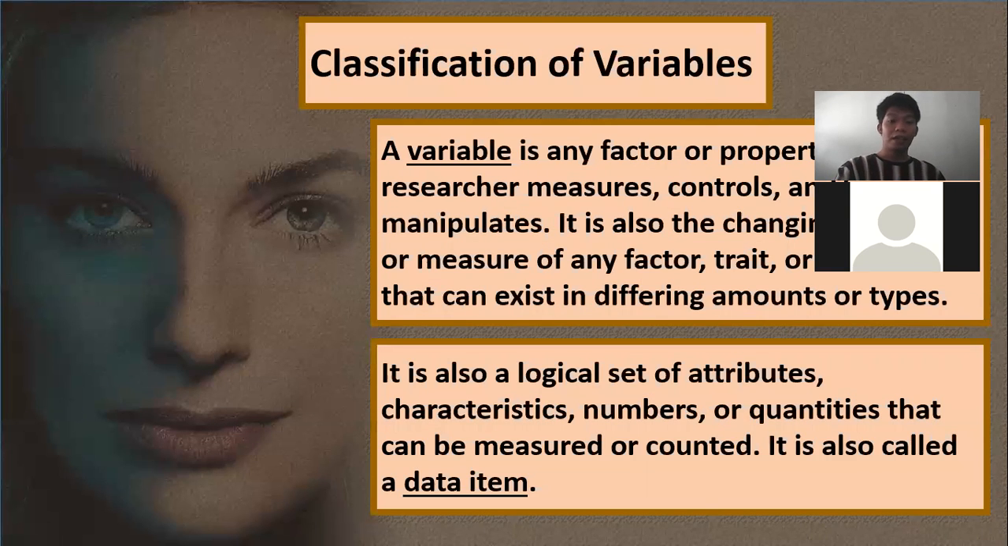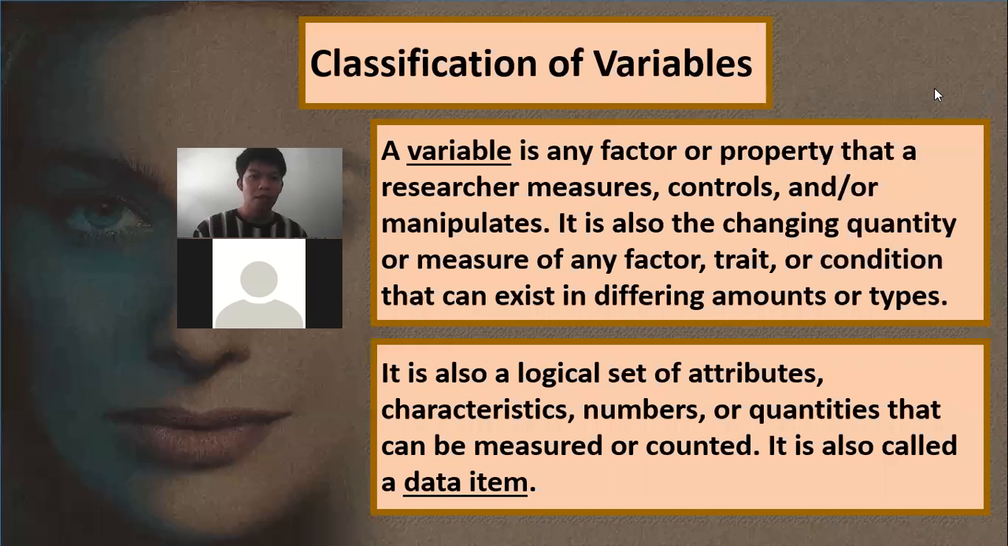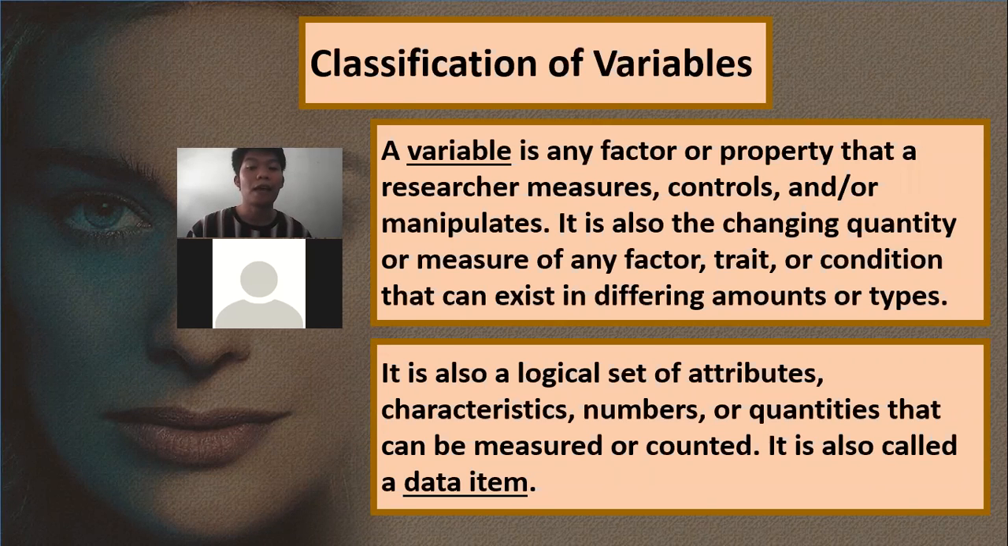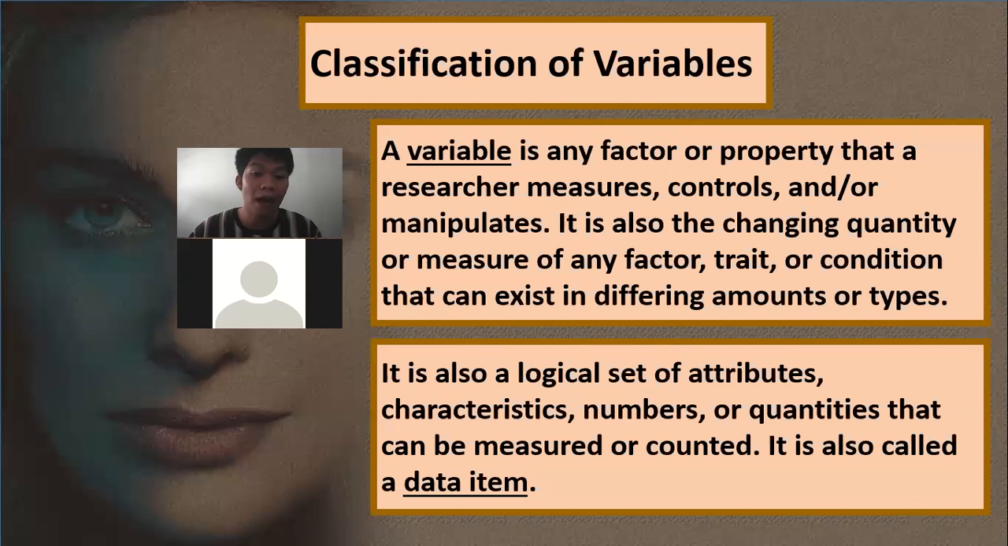Right, first, classification of variables. A variable is any factor or property that a researcher measures, controls, and or manipulates. It is also the changing quantity or measure of any factor, trait, or condition that can exist in different amounts or types. So basically, when we say variable, it is defined as anything that has a quality that varies.